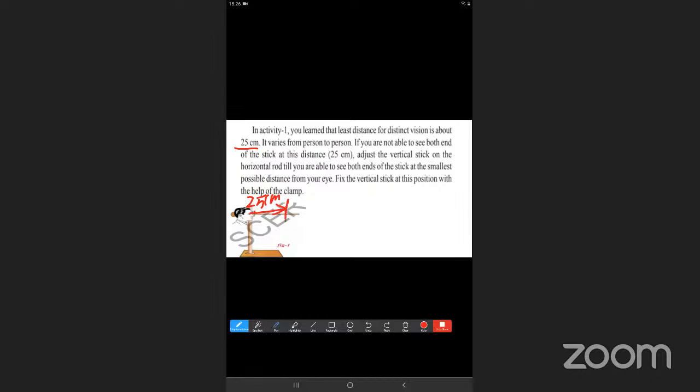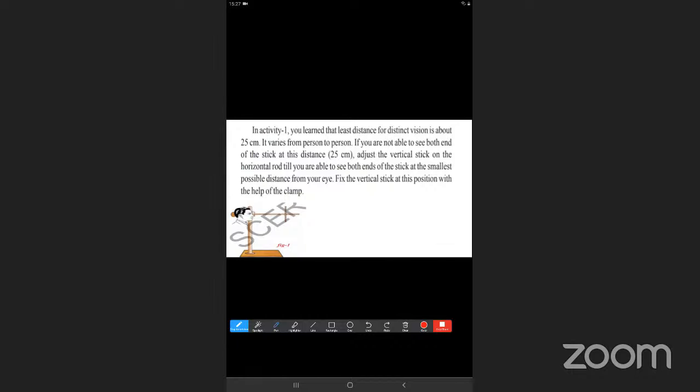Here the height of the stick is 30 centimeters. Okay, so we are observing the stick parallel to this glass rod. So we are observing the top and bottom of the stick simultaneously without movement in our eyes. So we learned that the least distance of distinct vision is 25 centimeters and it changes from person to person and with age.